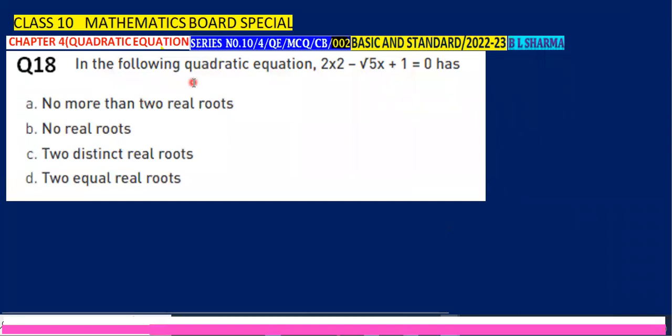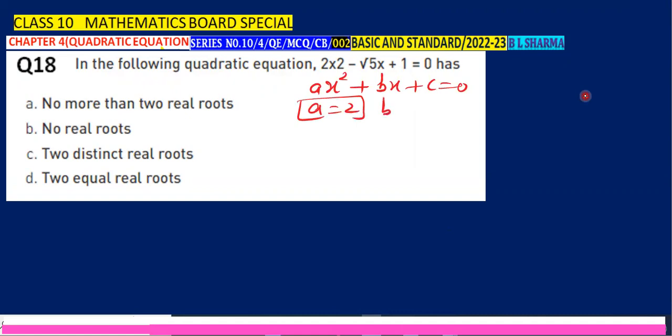In the quadratic equation 2x square minus root 5x, this should be square, plus 1 is equal to 0, we have to determine the nature of roots. So we have to compare first with ax square plus bx plus c is equal to 0. Here a is 2, b is minus root 5, and c is 1.